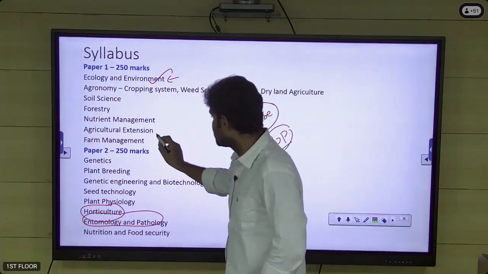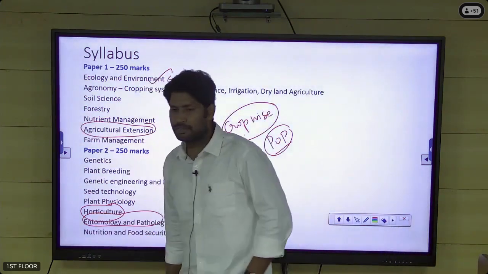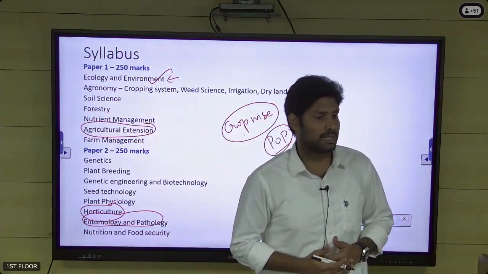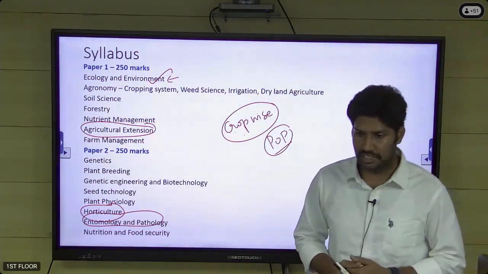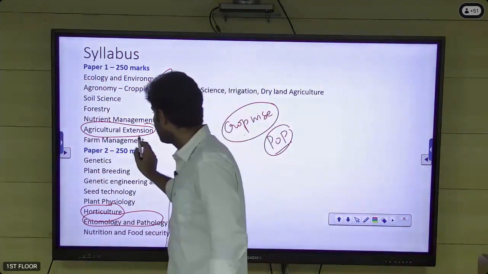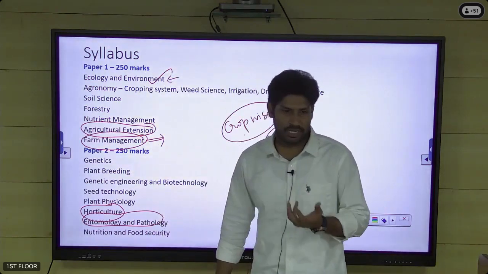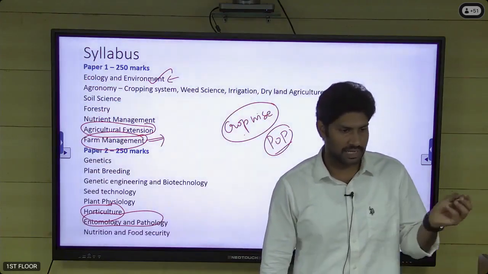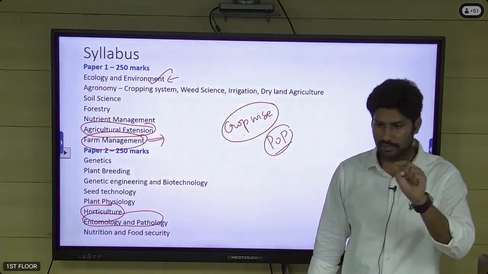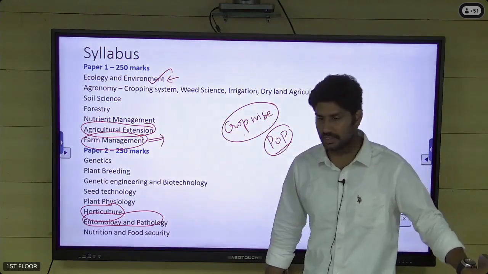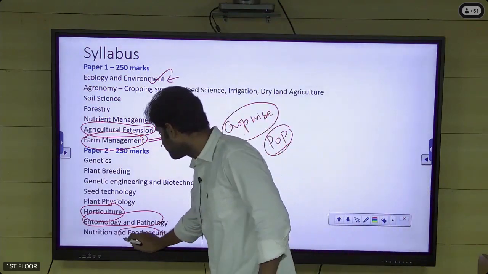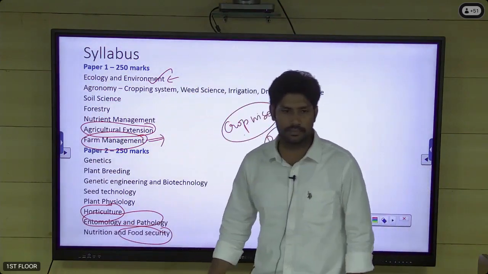And another area, the extension area. We have to study the recent schemes and programs by the government, agri extension, and then farm management. So here we study about agri marketing, agriculture price policy. So we need to link with the current affairs. Only for a few topics we need to link with the current affairs. And here in nutrition and food security, chapter 2 area.